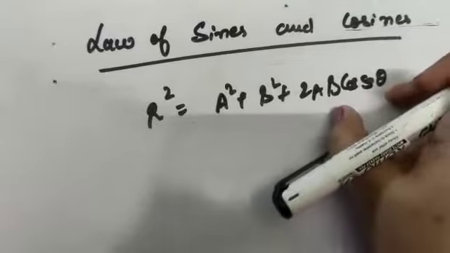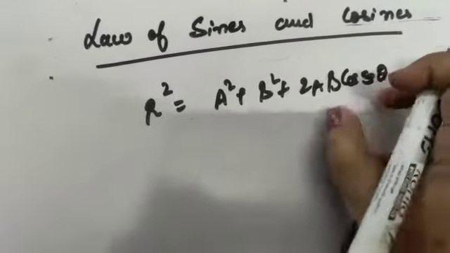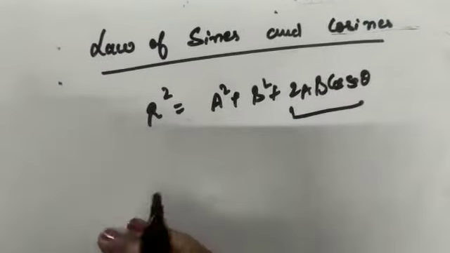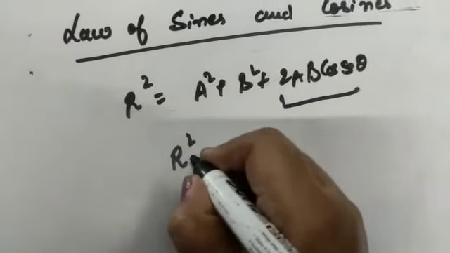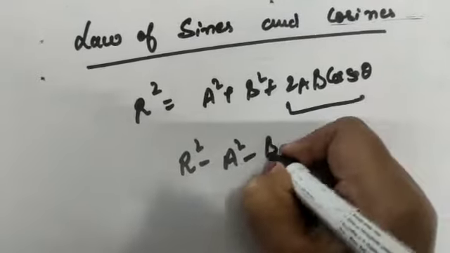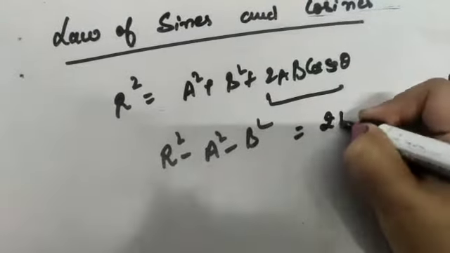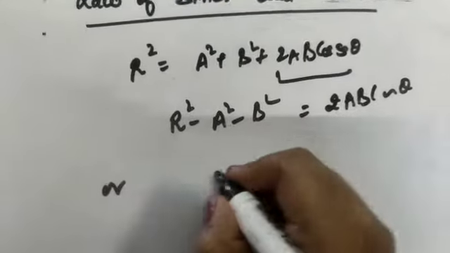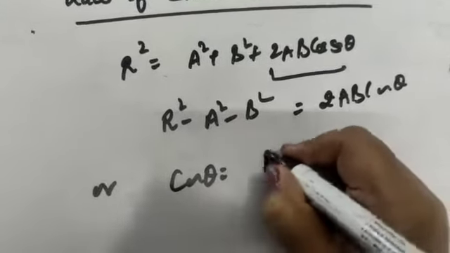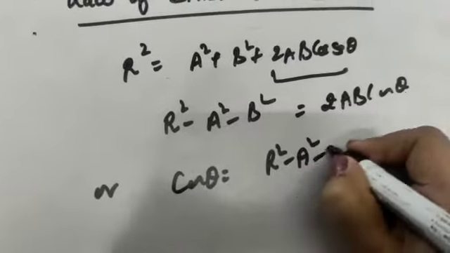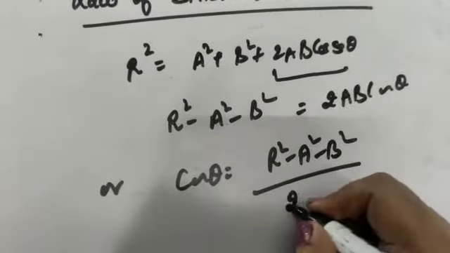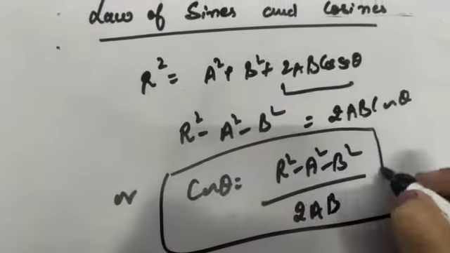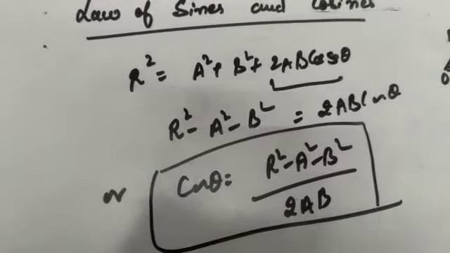From this we will find out cos theta. To find cos theta we will keep this term here and take the rest to the left side. So that will become R squared minus A squared minus B squared equal to 2AB cos theta, right? Or we can say cos theta is equal to R squared minus A squared minus B squared upon 2AB. This is known as cosine law. Now let us find out what is law of sines.